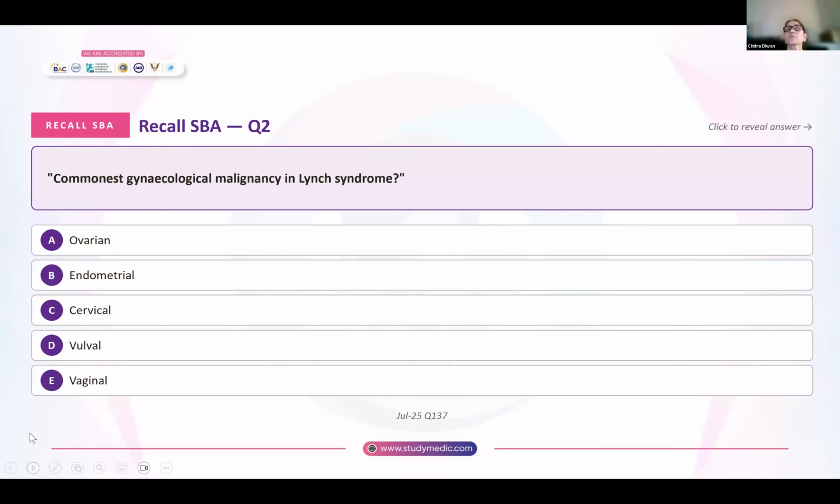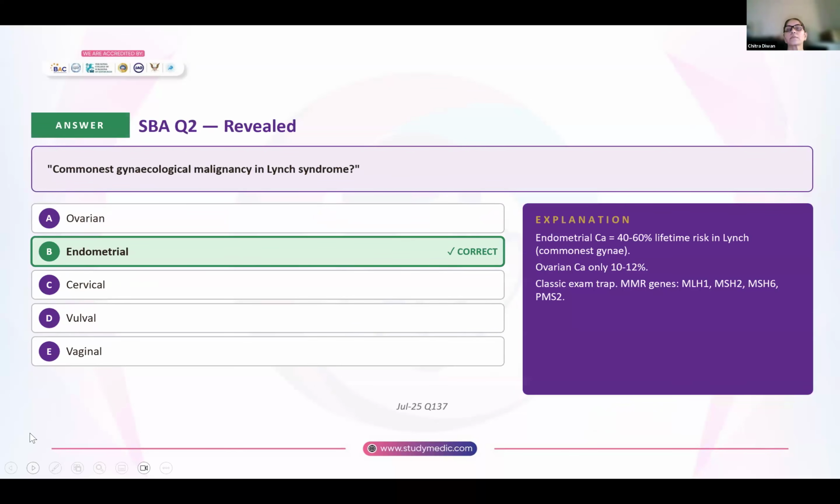Commonest gynecological malignancy in Lynch syndrome is endometrial. Okay, 40 to 60% lifetime risk is there. For ovarian, it is only about 10 to 12%. Please remember, with BRCA, high risk of ovarian and breast, and with Lynch syndrome, it is endometrial cancer.